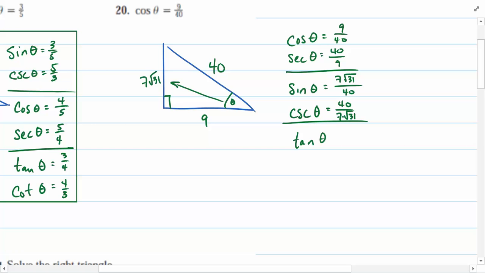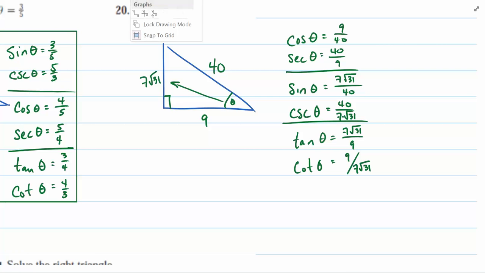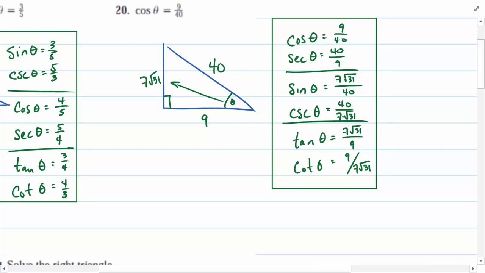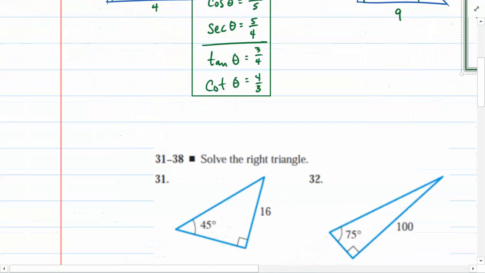We'll encounter that also with tangent and cotangent. Since tangent is defined as opposite divided by adjacent, we would have 7 times the square root of 31 divided by 9, and cotangent would be the inverse of that, which is 9 divided by 7 times the square root of 31. Again, we're not going to bother rationalizing the denominator. We'll leave these answers as they are.